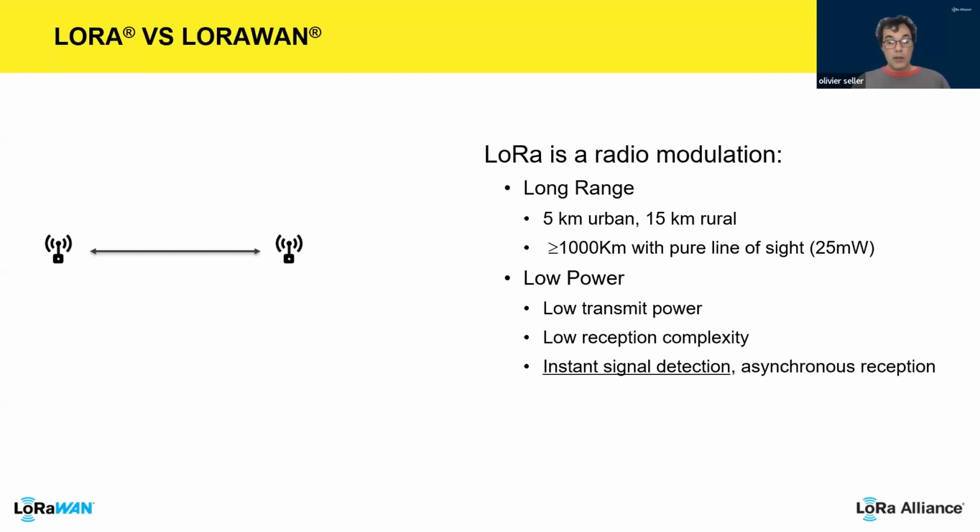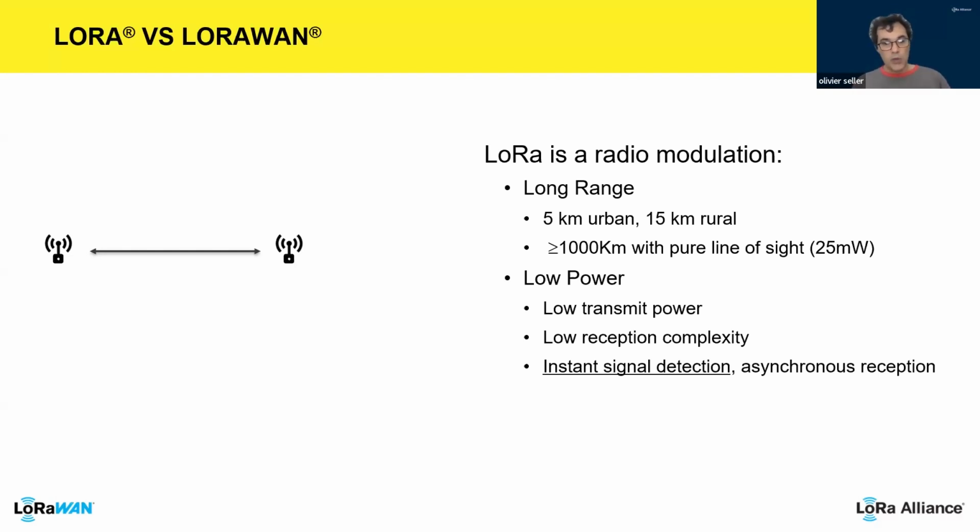So for the range, the range record today with a small power of 25 milliwatt, 14 dBm, is more than 1,000 kilometers. That's pure range in pure line of sight, which is not very interesting. That's good for records, but what it means practically is that in a rural scenario, you can get up to 15 kilometers range, and in an urban scenario, up to 5 kilometers range.